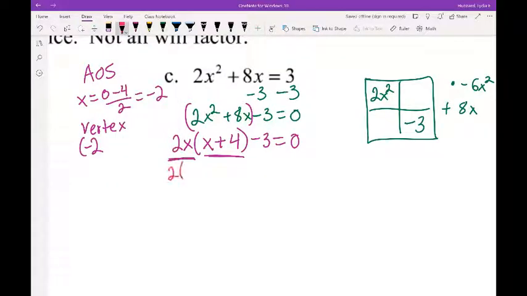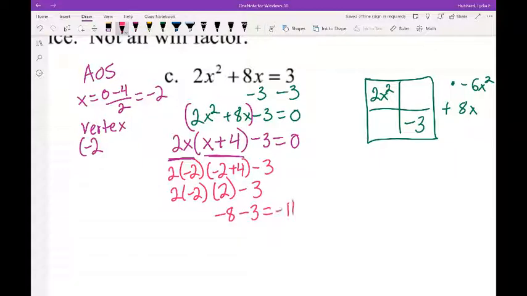So we'll do 2 times -2 times -2 plus 4 minus 3. So it'll be 2 times -2 times 2 minus 3. 2 times -2 is -4 times 2 is going to be -8. Minus 3 will be -11. So our vertex is -2, -11.